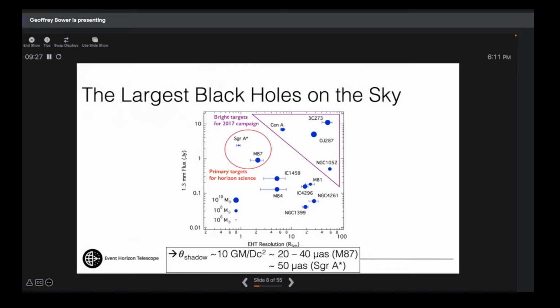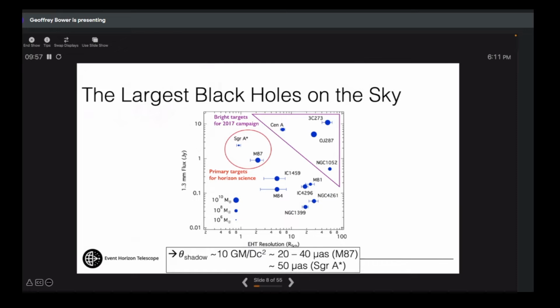And it turns out that both Sagittarius A star and M87 are the 2 objects that are the largest black holes on the sky in terms of their angular size. And in a very fortuitous set of circumstances, they are also among the brightest of black holes at millimeter wavelengths, where we achieve our highest angular resolution.